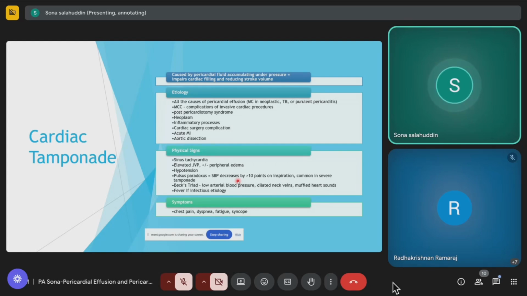Some signs of this are sinus tachycardia, elevated JVP, peripheral edema, hypotension, and pulsus paradoxus, which is when the systolic blood pressure decreases by over 10 points on inspiration, and this is most common in severe tamponade. And then Beck's triad, which is low arterial blood pressure, dilated neck veins, and muffled heart sounds. And then fever if it's infectious. Symptoms: chest pain, shortness of breath, fatigue, syncope.